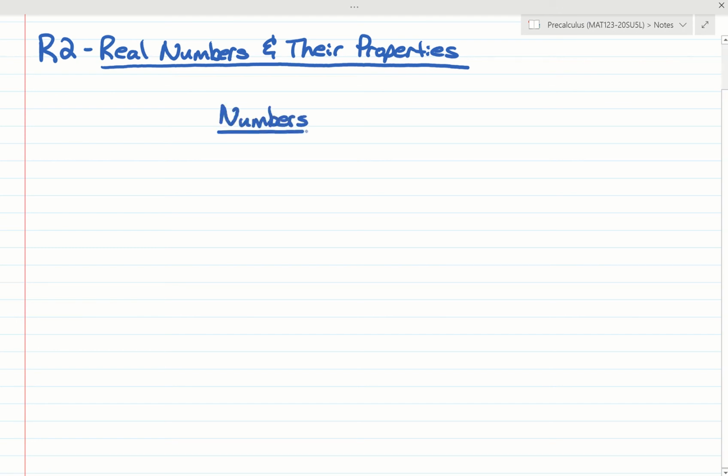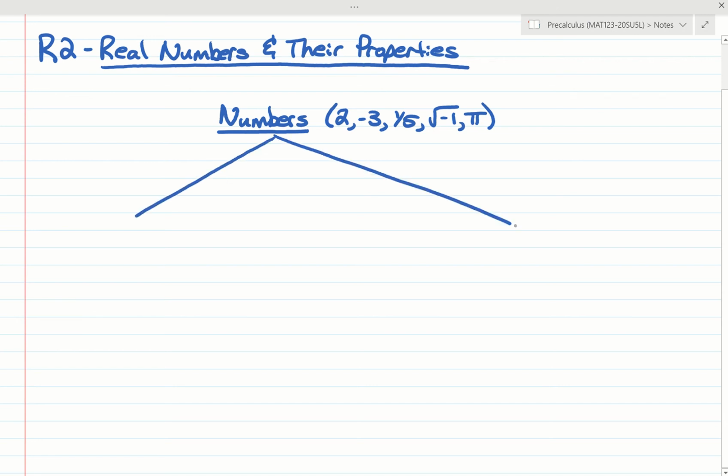In general, we have numbers. Any number that you could think of. I mean, we have like 2, we have -3, 1/5, the square root of -1, pi. All numbers that you could come up with fit into 2 categories. We have numbers that are called real numbers, and we use an R to represent the group of real numbers. And we have what are called imaginary numbers that we use an I to represent.